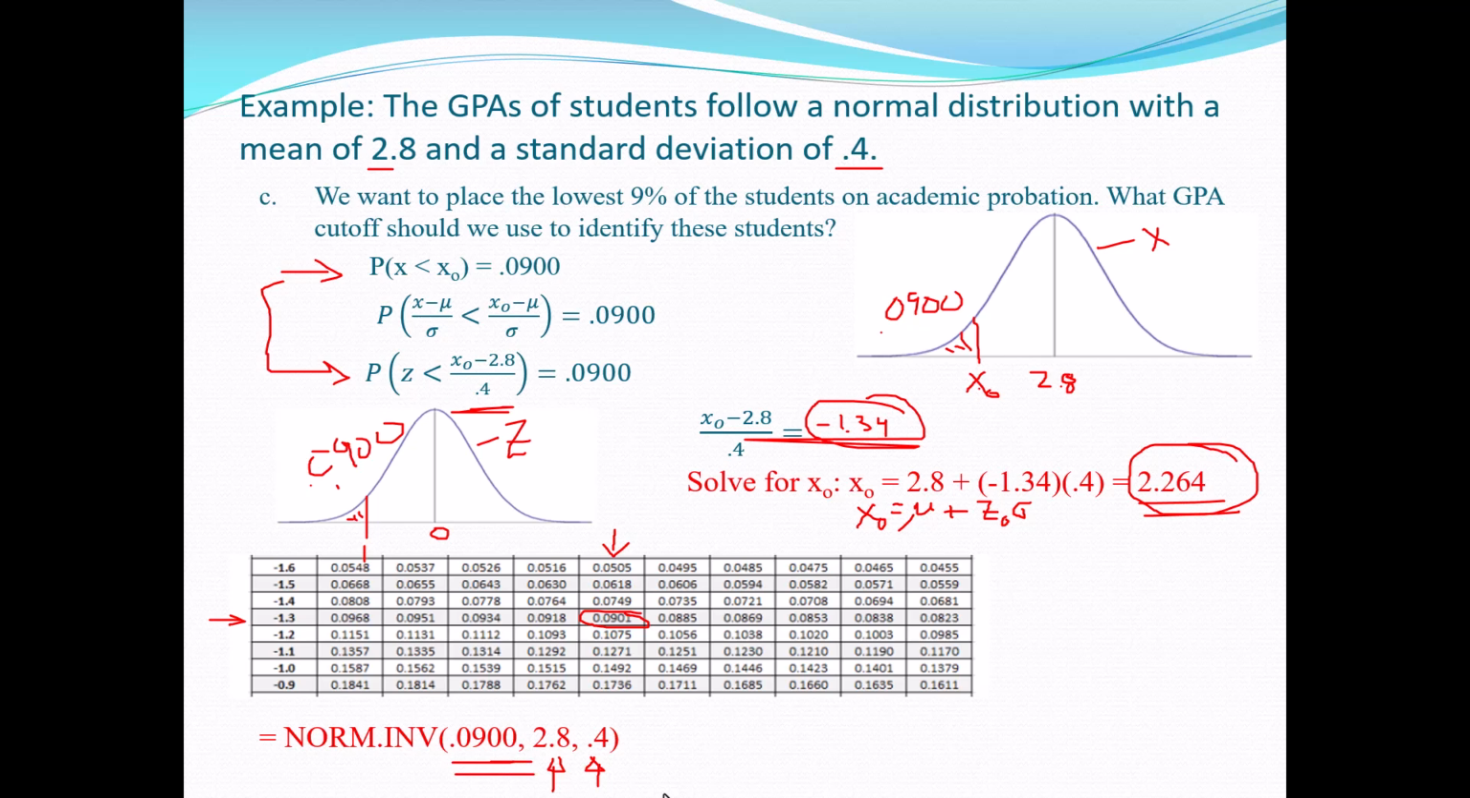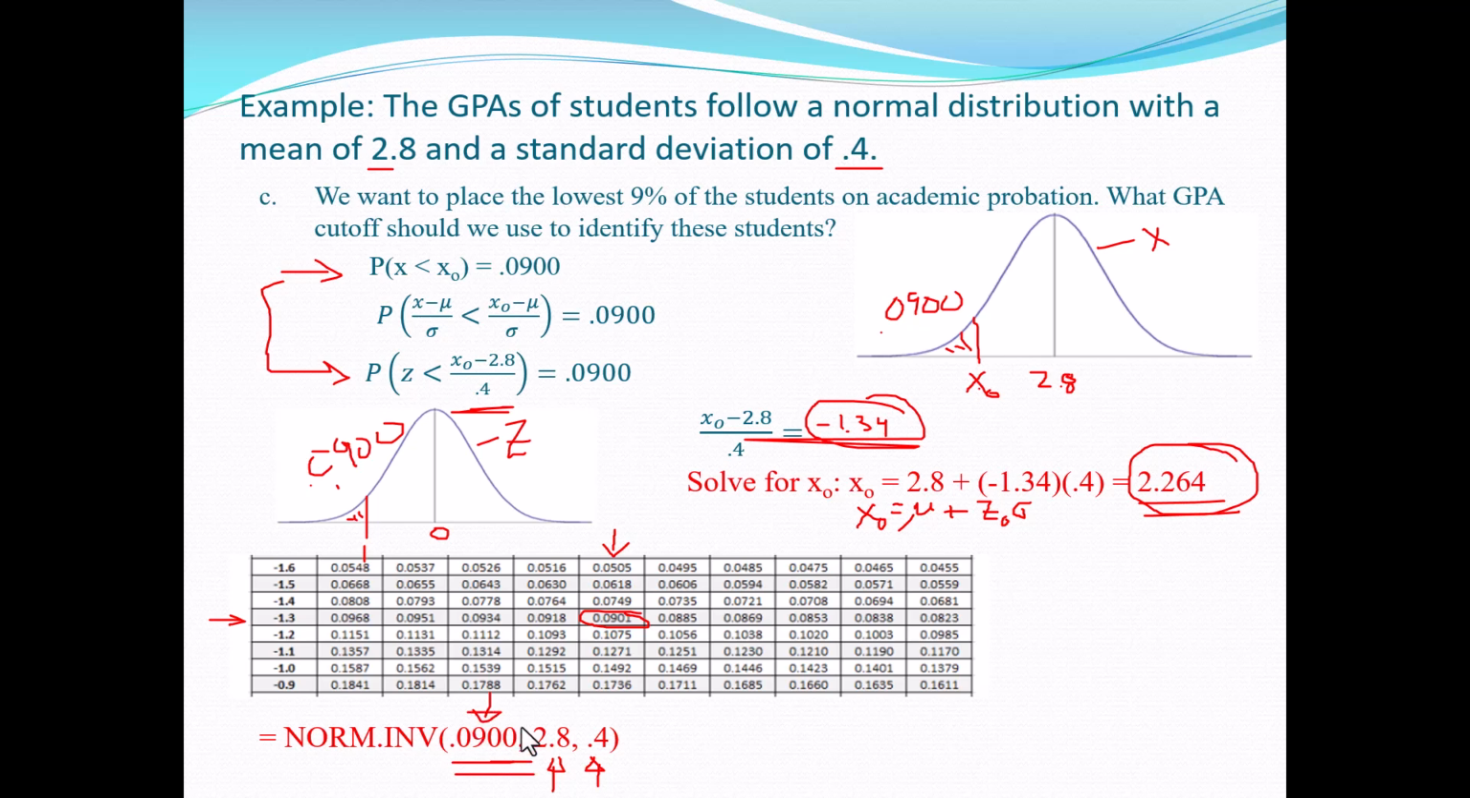Now, one caveat. When you type in equals NORM.INV and then 0.09, 2.8, 0.4 and hit enter, it's going to give you 2.264. And again, it'll probably give you 2.263891 to 52 decimal places, but it's going to give you the answer. It's really a great way to find values in a distribution based on cumulative probabilities. The caveat is just be careful what you use for the probability.